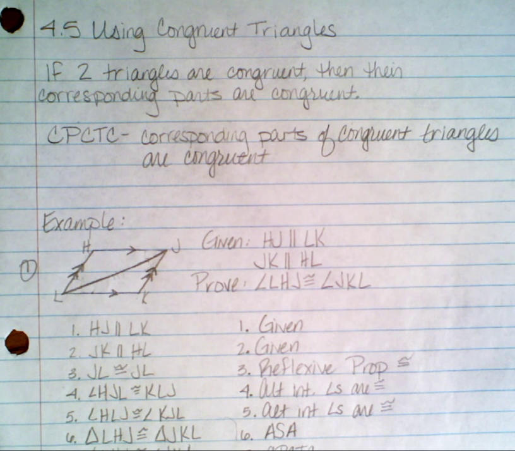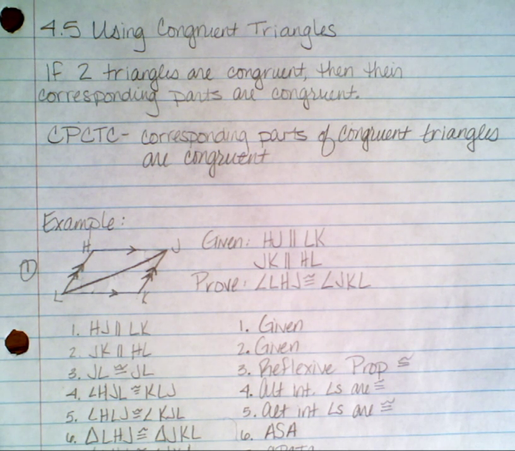So the first theorem that we have says if two triangles are congruent, then their corresponding parts are congruent. And so we abbreviate that by saying CPCTC, which stands for corresponding parts of congruent triangles are congruent. So basically, if we know that we have two congruent triangles and we have proved that they're congruent, then what we can do is show that two of the angles are congruent to each other or two side lengths are congruent to each other.